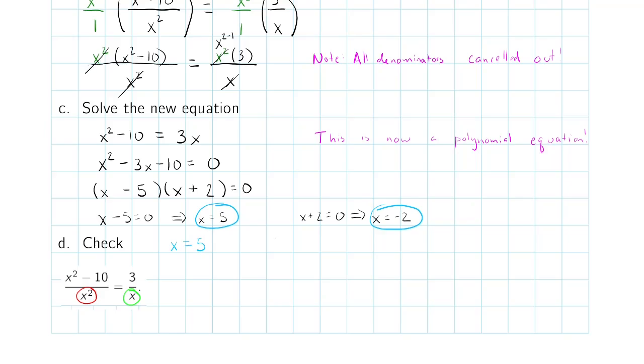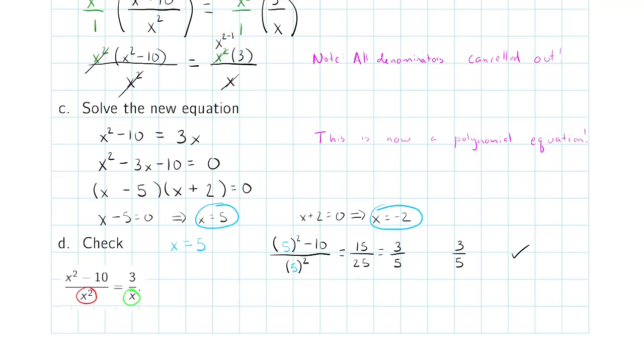That'll give me 5 squared minus 10 over 5 squared. So in the numerator, I get 15. In the denominator, I get 25. Simplifying that, I get 3 over 5. On the right-hand side, that's just 3 over 5. Those are equal. So 5 really is a solution.